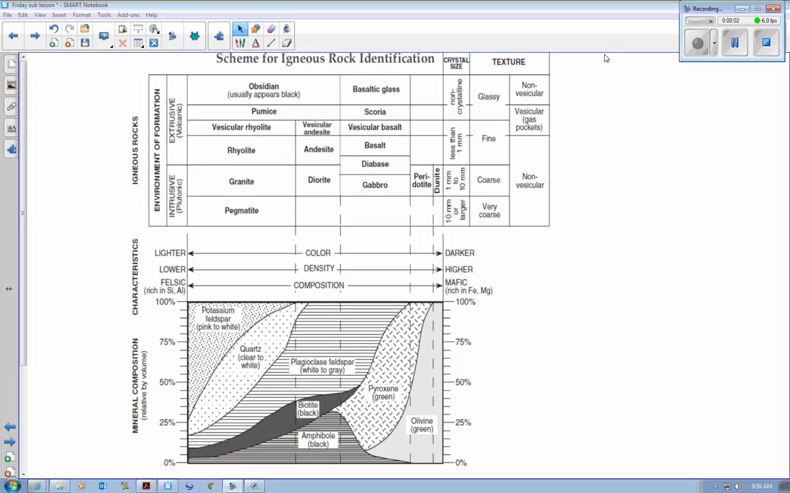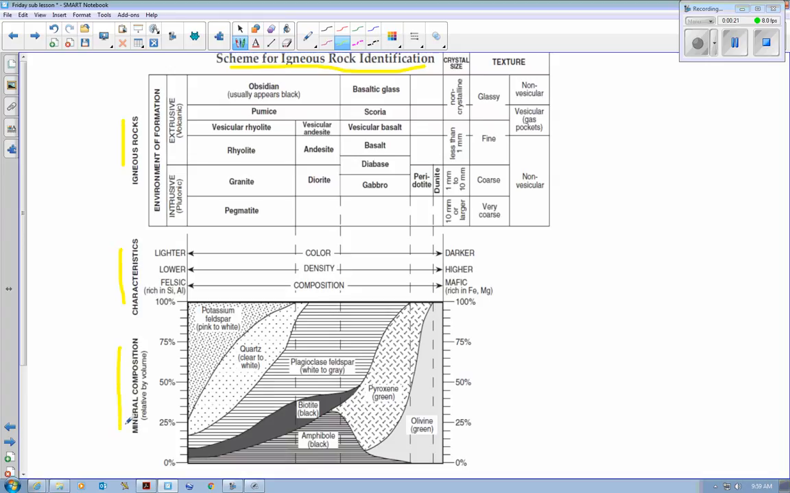Alright guys and girls, this is my second video on using the reference tables. Just a quick review of how each of the reference table sections for the various rock types works. So in this one we're looking at the scheme for the igneous rock identification, and it's going to be broken into three separate sections.